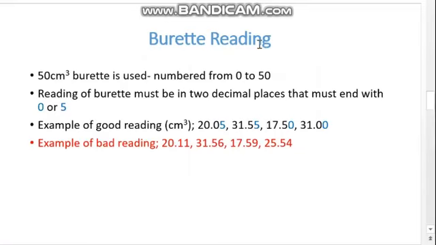Let's quickly look at burette reading. A 50 cm³ burette is used, which is numbered from 0 to 50 cm³. Reading of the burette must be in 2 decimal places, and it must end with either 0 or 5.